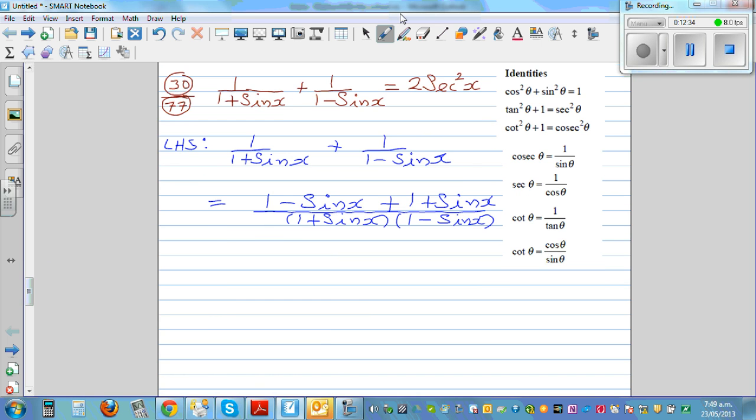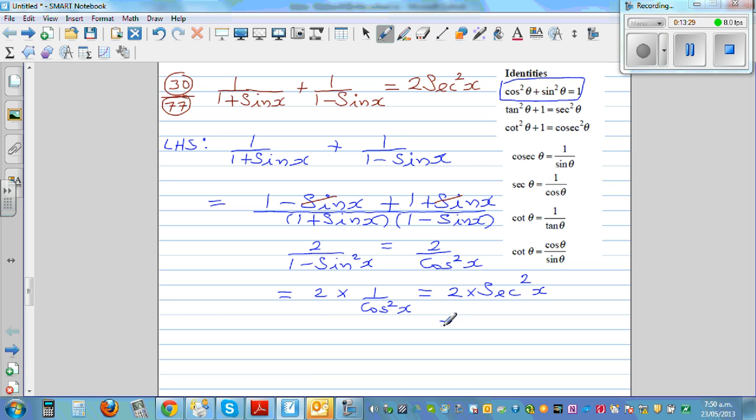Okay, so what can we do? What will be cancelled here? Well, this and this get cancelled. So you have got 2 over 1 minus sine squared x. Now, what is 1 minus sine squared x from the identity? 1 minus sine squared x is cos squared x. So this is equal to 2 over cos squared x. We're almost there. I can write this as 2 times 1 over cos squared x. And what is 1 over cos x? 1 over cos x is secant of x, or sec x. So this is 2 times sec squared x. And that's your right hand side.